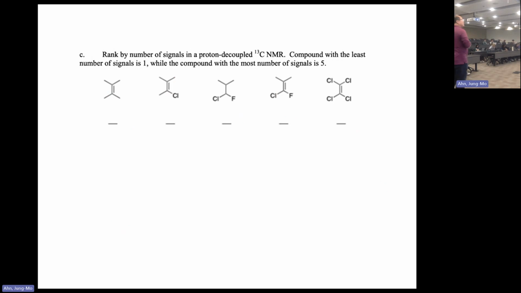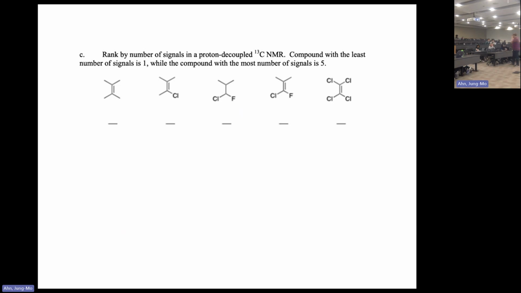The next one is a proton decoupled carbon-13 NMR. What does proton decoupled mean? The hydrogens on the carbon would make the carbon signal split by the number of hydrogens, but we are disallowing it. That's why it's called proton decoupled. What it means is each carbon gives just one peak. We simplify the spectrum by doing this. And what the question is asking is how many carbon signals you will see from each of these molecules.